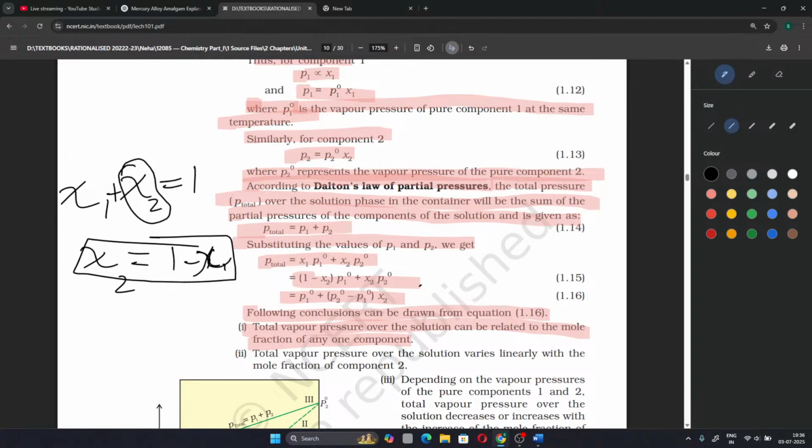Seeing the first equation here, we see that only one component's mole fraction appears. Based on that, total vapor pressure of a solution can be related to the mole fraction of any one of the components. Total vapor pressure of the solution varies linearly with the mole fraction of component 2. Basically, they are saying P is directly proportional to mole fraction.